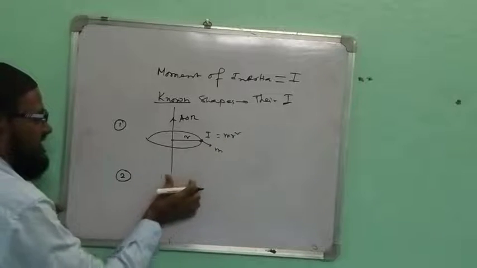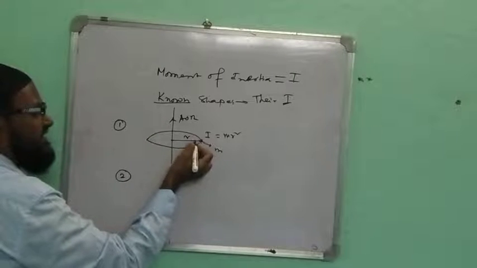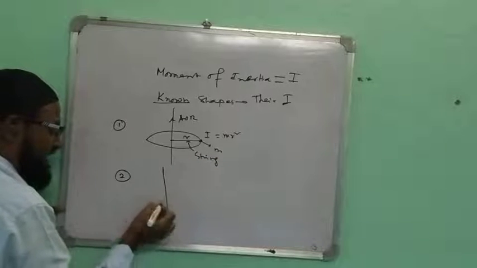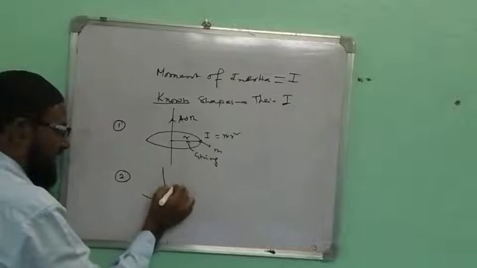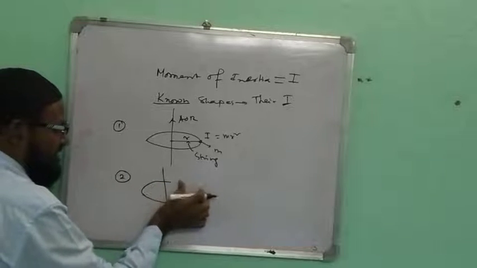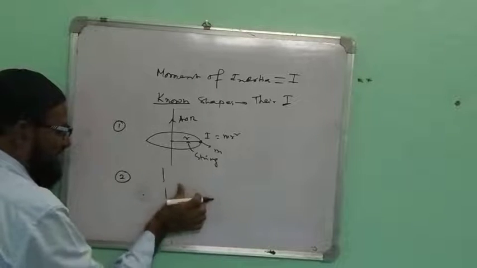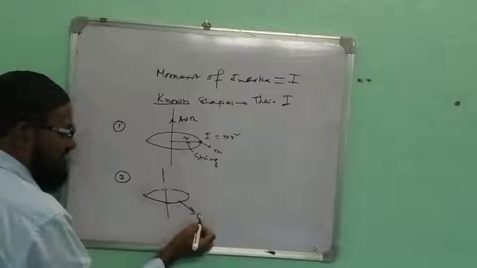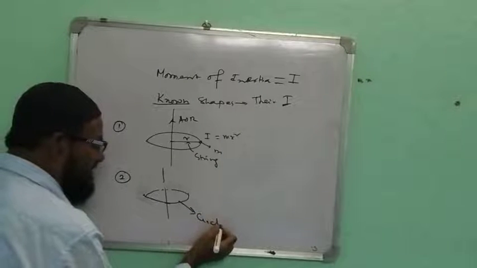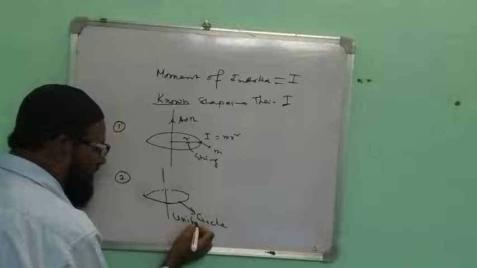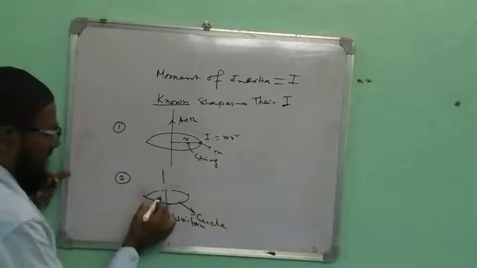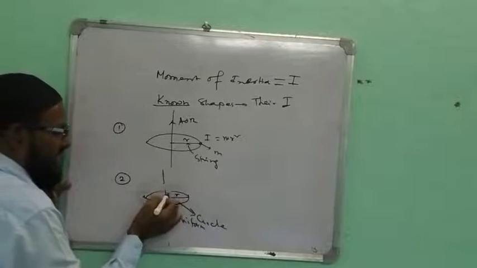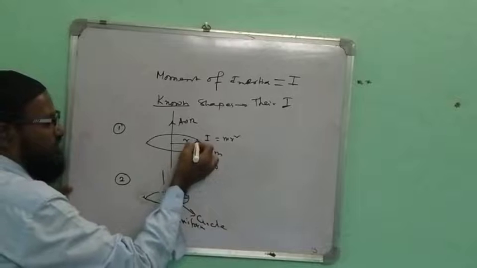Second, what is this? This is string. But now the next part is very important. I'm drawing like this. This is the circle. What circle? Uniform circle of radius r. Here the whole circle is moving like this.